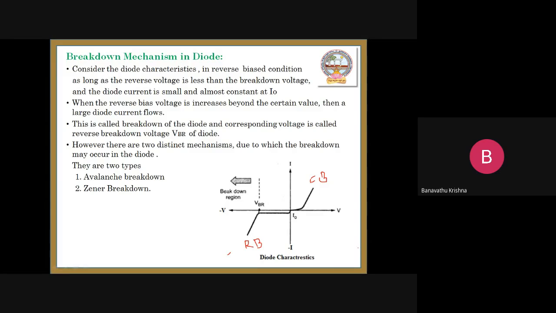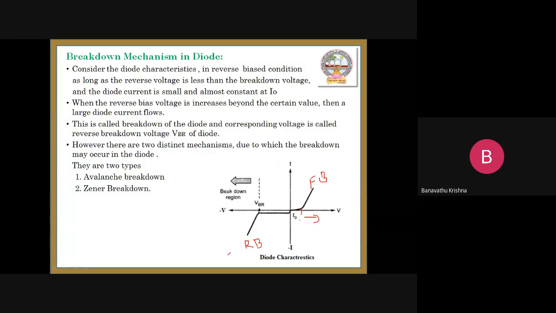We have already seen the PN junction characteristics. Here we can draw it like this. This is the forward bias condition, and this is the reverse bias region. In the forward bias region, as you increase the input voltage, the current automatically increases like this, up to this level, which is the cut-in voltage or cut-off voltage.